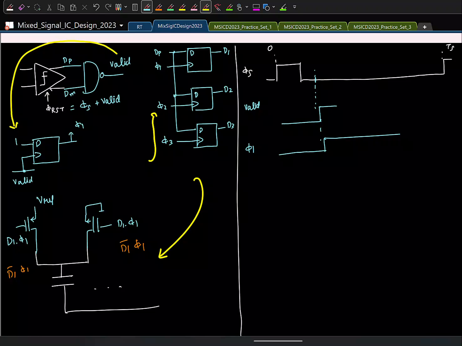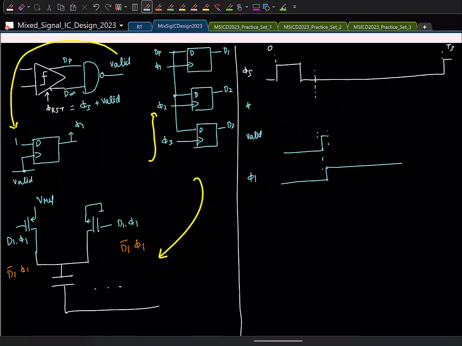Yes, valid is already high. That is why once the comparison is done, valid will be high. So you add valid to phi s. What will happen is after a short delay, let us say after this delay, the comparator will be reset. Is that okay? So let me actually draw the reset signal also.